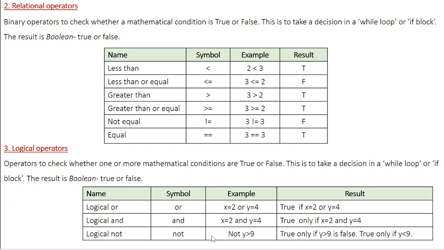And logical not, so when you say not y greater than 9, sorry, there is a typo here, this n should be small letter. Let me correct it right away, because as we said, keywords are case sensitive. So when I say not y greater than 9, this is true only if y greater than 9 is false. In other words, this is true only if y is less than 9.